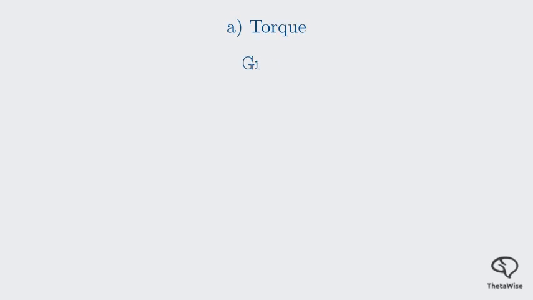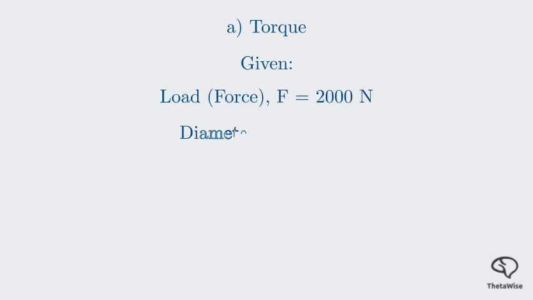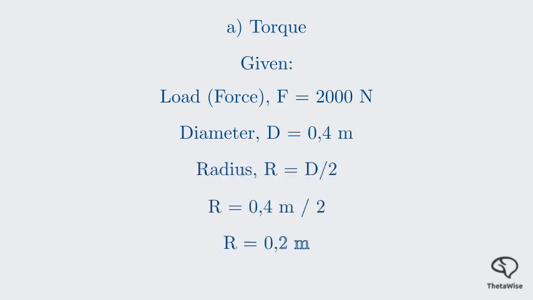First, let's identify what we're given. We are given the force, F, which is the load, equal to 2,000 newtons. We are also given the diameter of the drum, D, which is 0.4 meters. To calculate torque, we need the radius. The radius, R, is simply the diameter divided by 2. So R equals 0.4 meters divided by 2, which gives us 0.2 meters.